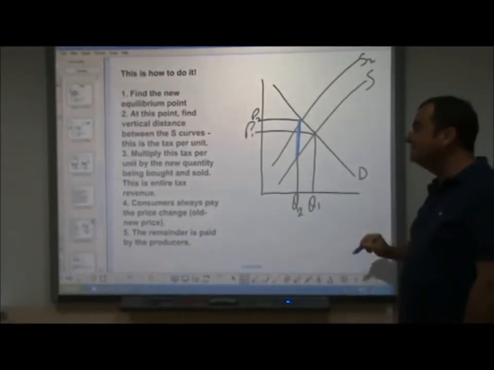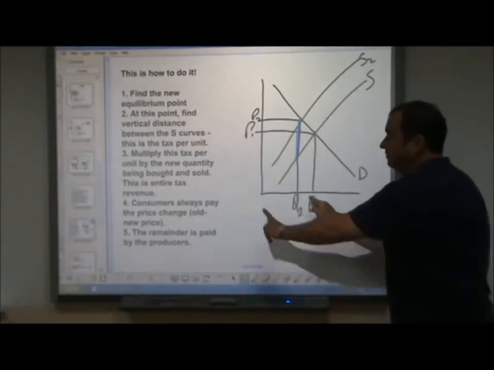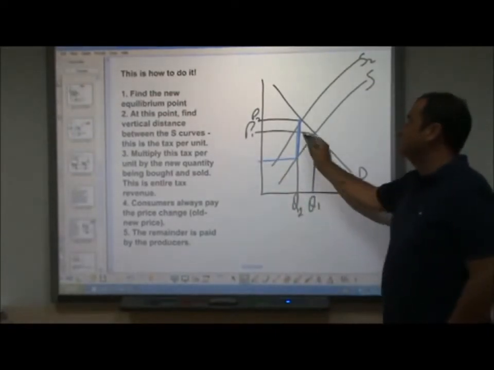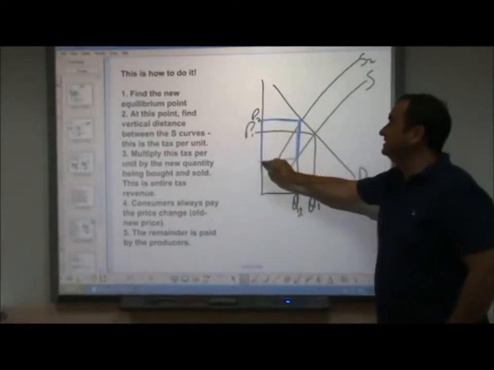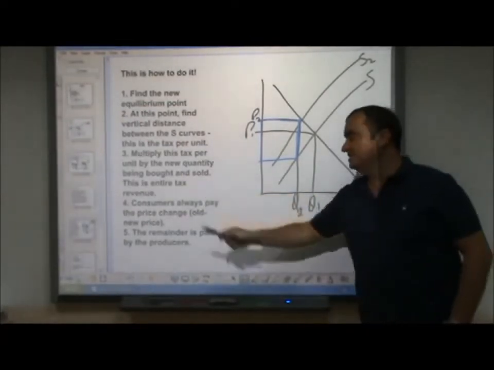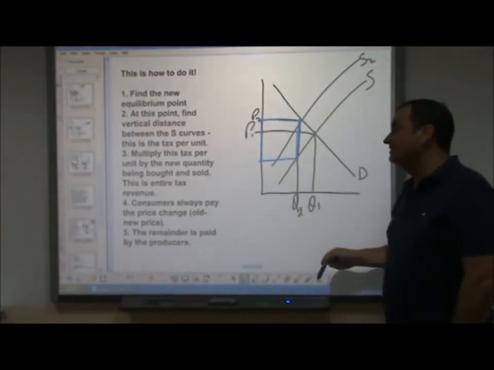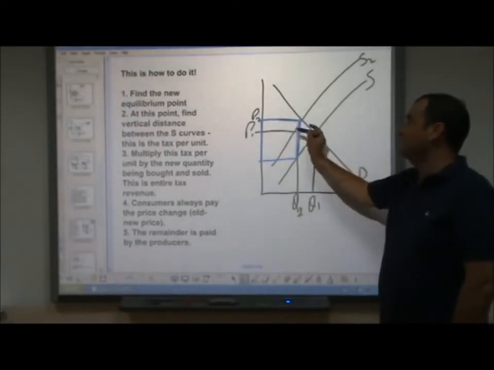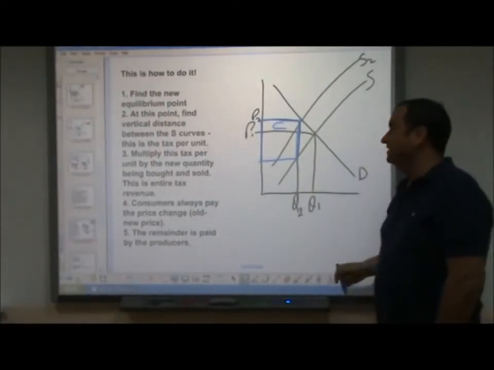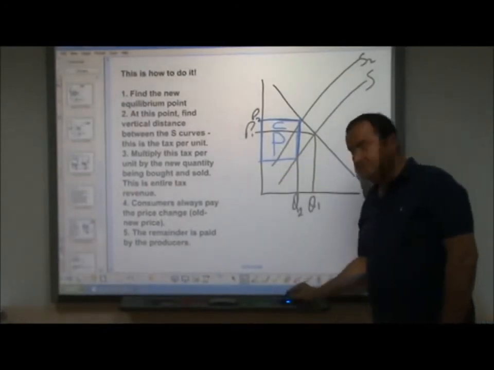Number three, multiply this tax per unit by the new quantity being sold. Well, the new quantity being sold is Q2. So that tells me it's the tax per unit times the quantity being sold. That is the entire tax revenue. Four, consumers always pay the price change, old to new price. So that's the consumer's portion or burden of the tax. And so the rest is paid by the producers. That's the way to do it. Okay?